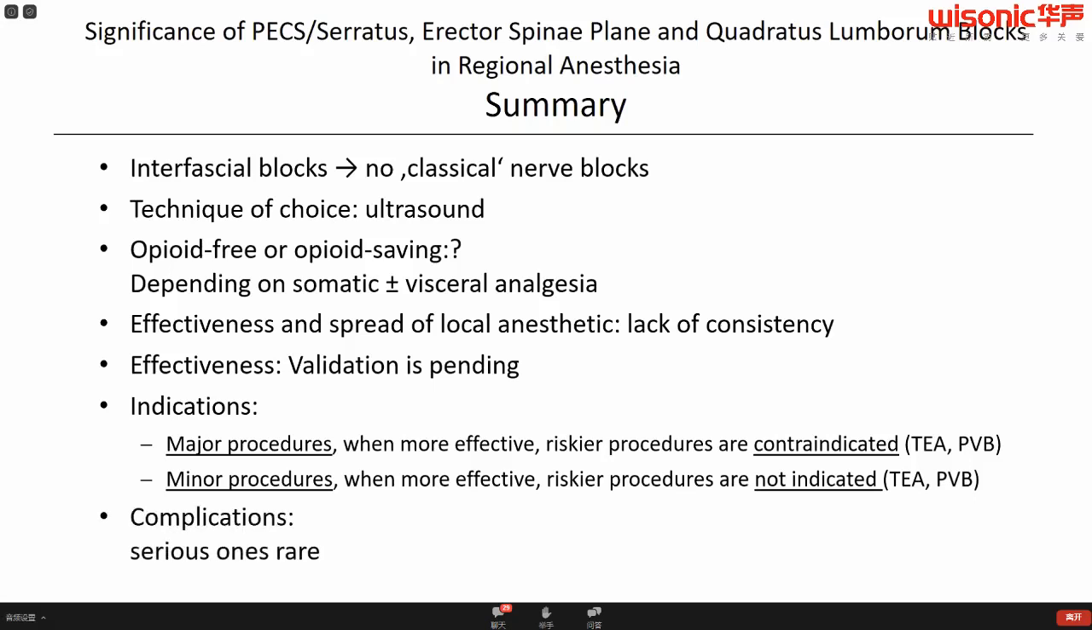The complication rate is low. Serious complications are really rare. And in anticoagulated patients, what shall we do with these kinds of blocks? We have no recommendations so far, but in my opinion, we can follow a more liberal regimen than for neuraxial blocks when we do these kinds of blocks.